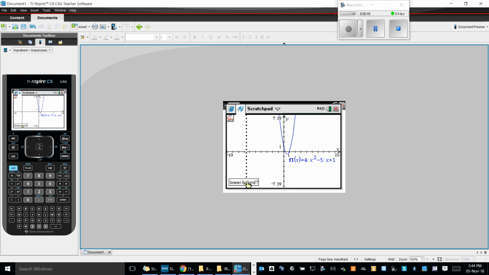Now you see it says here at the bottom lower bound question mark. What that means is you have to place this dotty line on the left of one of those 2 points. So I'm going to just stick it here. And as soon as you press click or enter, it then asks you for the upper bound. So I'm now going to click on the right hand side of my 0. And if you can see there, look, it's now told me it's 0.25. So one of my solutions is 0.25.